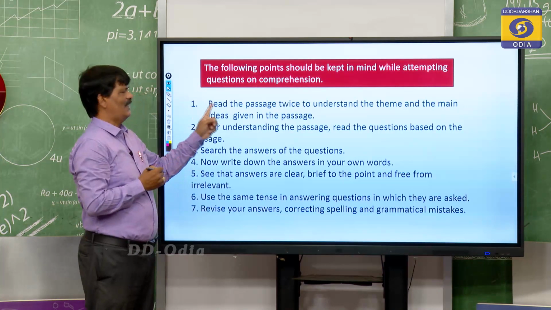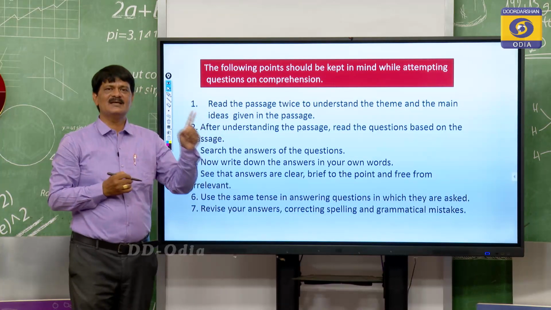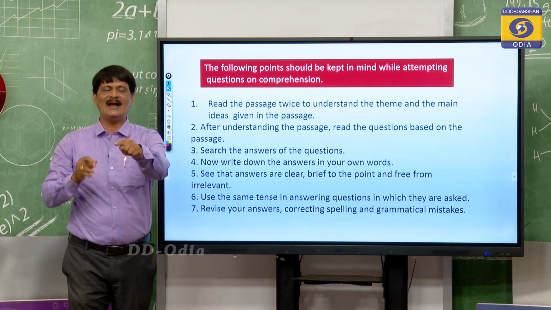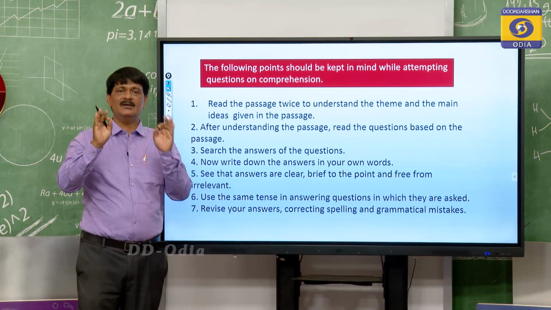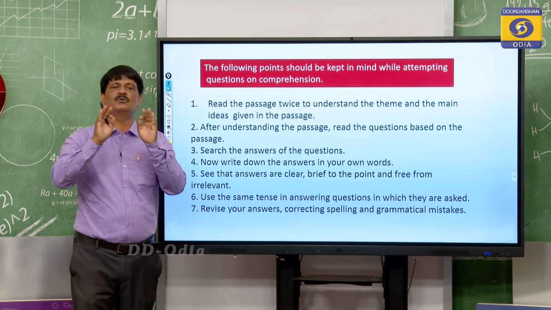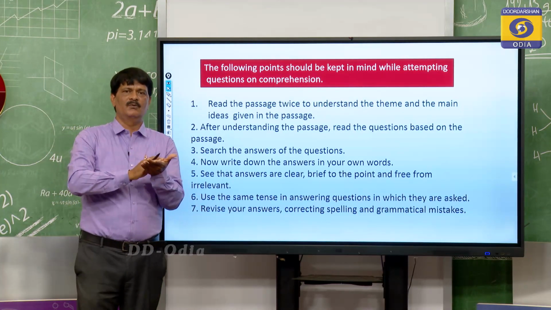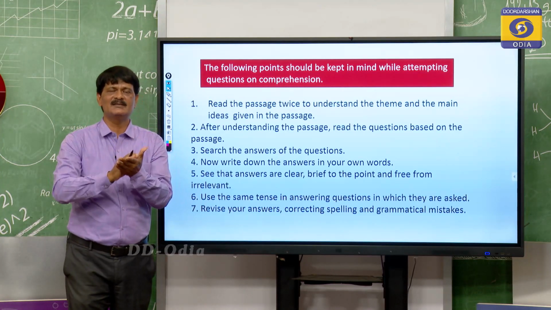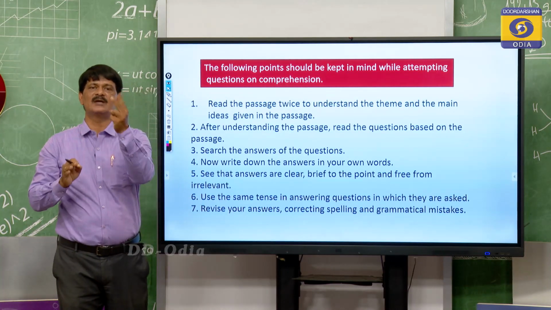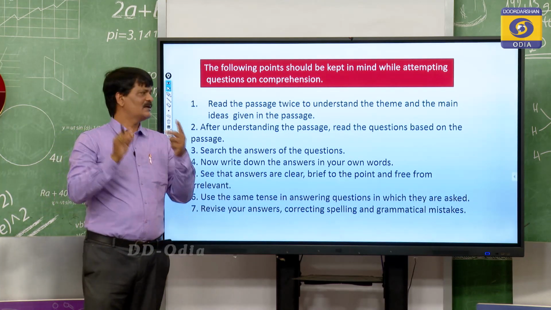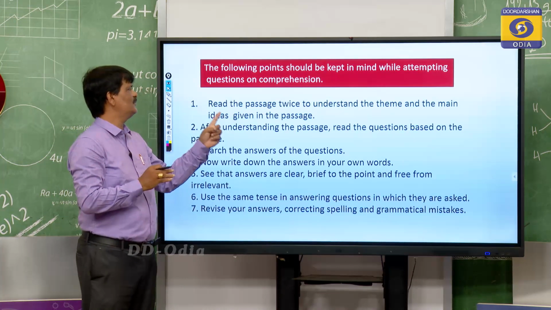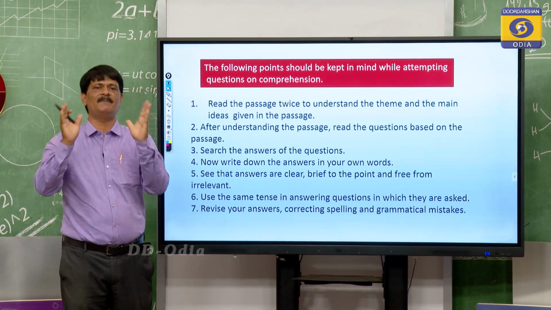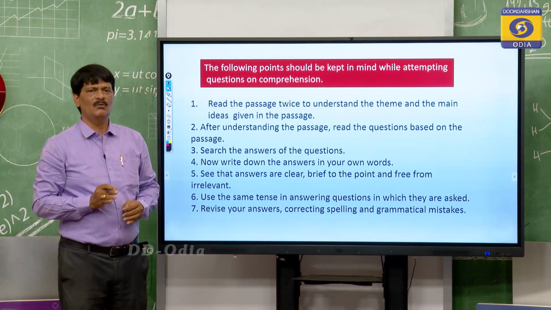First of all, read the passage twice. Sometimes students forget to read, only putting their hands to the answer. My dear students, I request you not to do like that. Whenever you get the question, turn over to the unseen passage and read it twice, two times. And also try to understand the theme, the main idea of the passage. The passage must carry one idea.